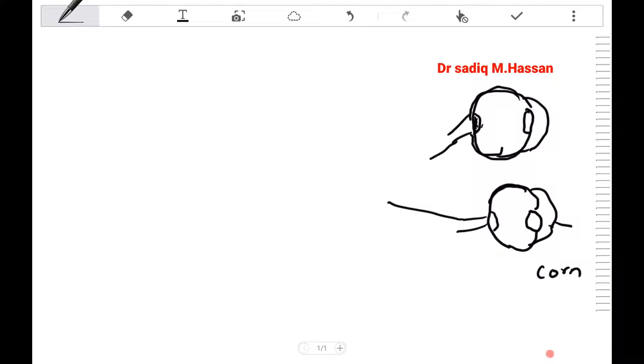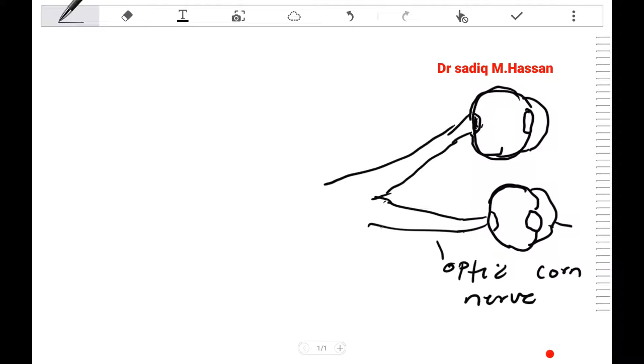So this is the optic nerve. And this is the right eye. For example, it's me or a patient sitting in front of me. This is the right eye, and this is the left eye. This is the cornea, as we see.